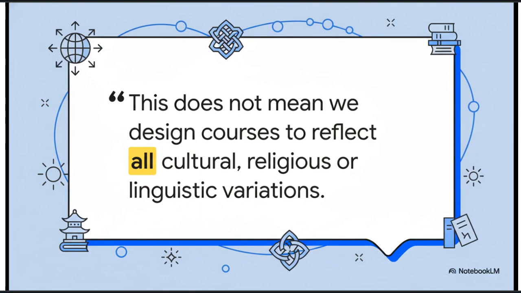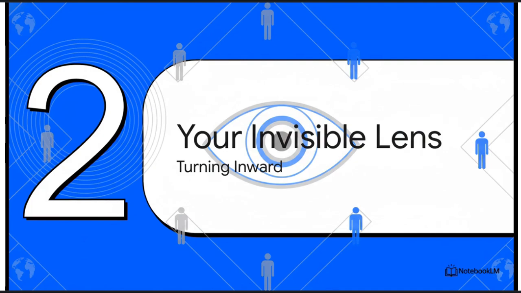And this is where that panic really comes from. The fear is that you, as the course designer, are somehow expected to create a single learning experience that reflects every single cultural, religious, and linguistic variation on the planet. But as Dr. Atkinson makes crystal clear, that is not the goal. It's an impossible standard, and frankly, it would stop any of us from ever getting started. So, if it's not about designing for literally everyone all at once, then what is it about?